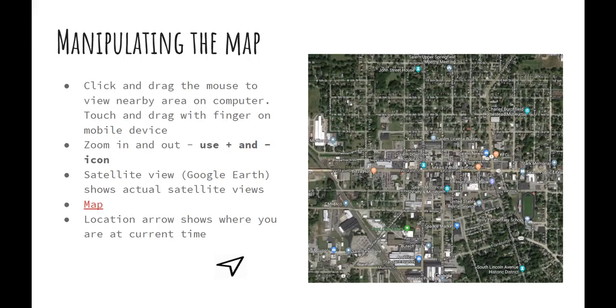So manipulating the map, if you are using the computer, you can click and drag the mouse to view the area nearby on your map. If you're using the mobile device, you just zoom in and out. By tapping with your fingers, you can drag them back and forth on your device. And you can also get the Google Earth view from the map itself.